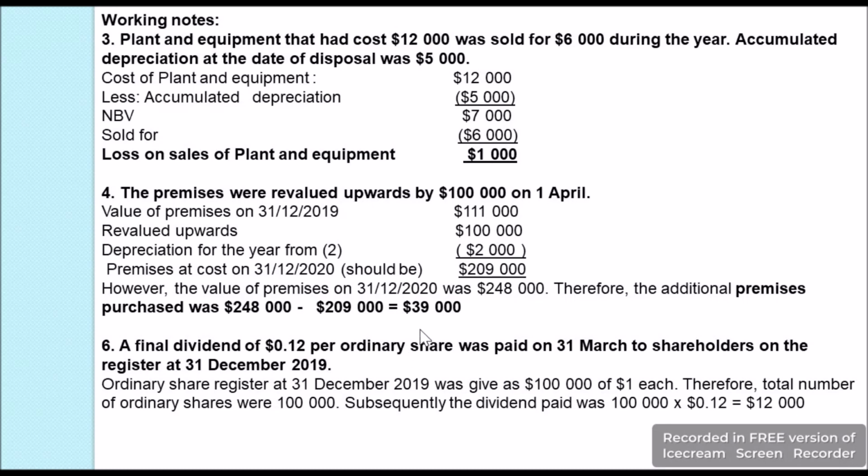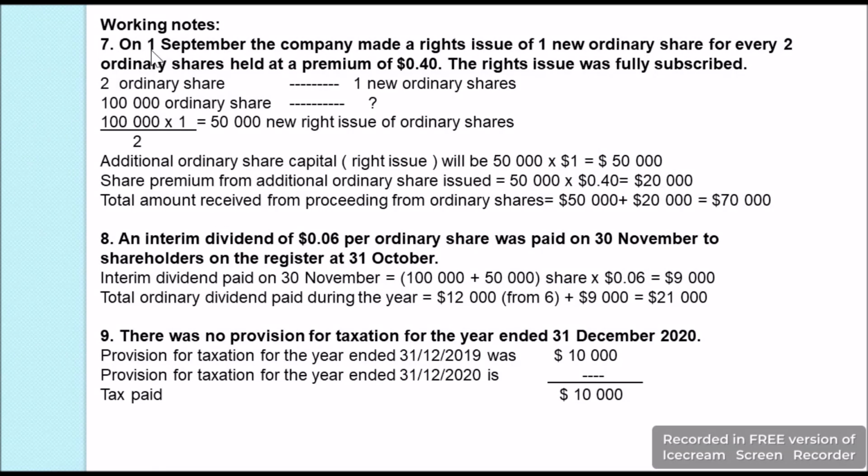Then fifth bit, it is mentioned about the bank interest, and we can take it directly. Then in the sixth bit, it is stated that a final dividend of 12 cents per ordinary share was paid on 31st March to the shareholders on the register at 31st December 2019. So the ordinary share capital which was mentioned for 31st December 2019 was $100,000, and the face value which was given was $1 per share. So when we take this $100,000 divided by 1, we get the number of ordinary shares, which is 100,000. And to this, if we calculate the dividend by multiplying 12 cents, we get the dividend paid as $12,000.